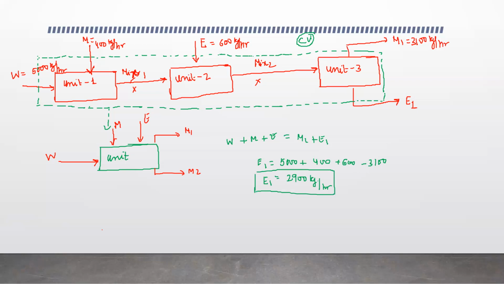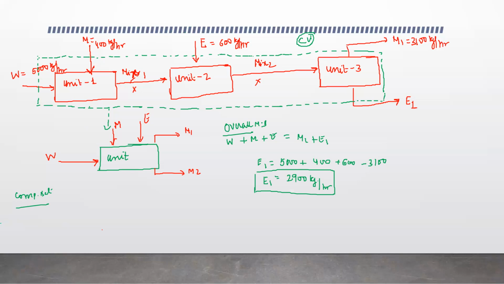Hope you people have understood how we got E1. We have done the overall material balance about the green unit. Then we are going to do a component balance about this green unit. The components are methanol and ethanol, because here we have mixtures. So we have ethanol and methanol as two different components.